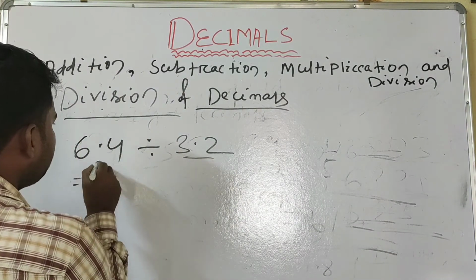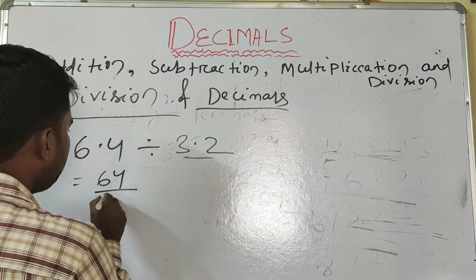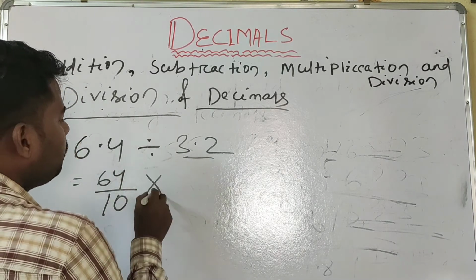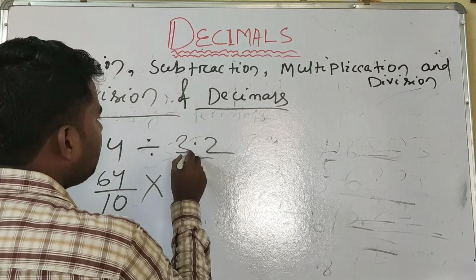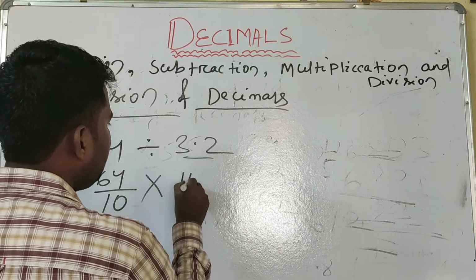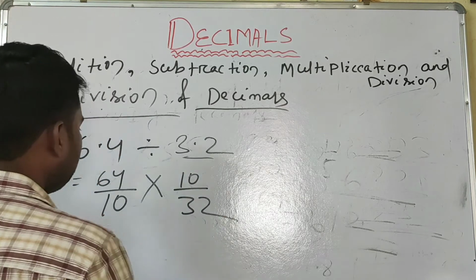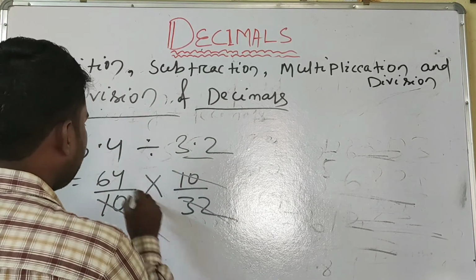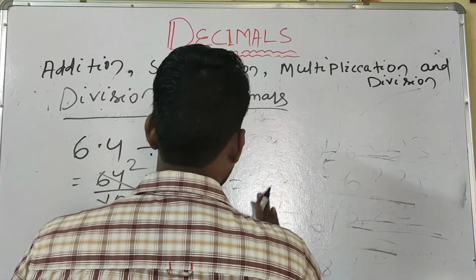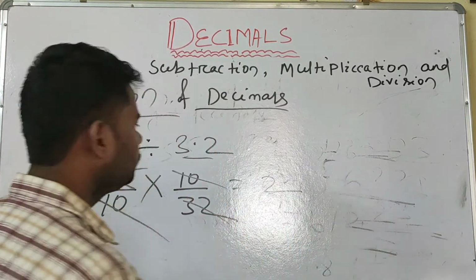So we'll write 6.4 as 64 by 10, and instead of division we put multiplication, and the reciprocal of 32 by 10 will be 10 by 32. Okay, and cancelling both numbers, 32 into 64, the answer is 2.